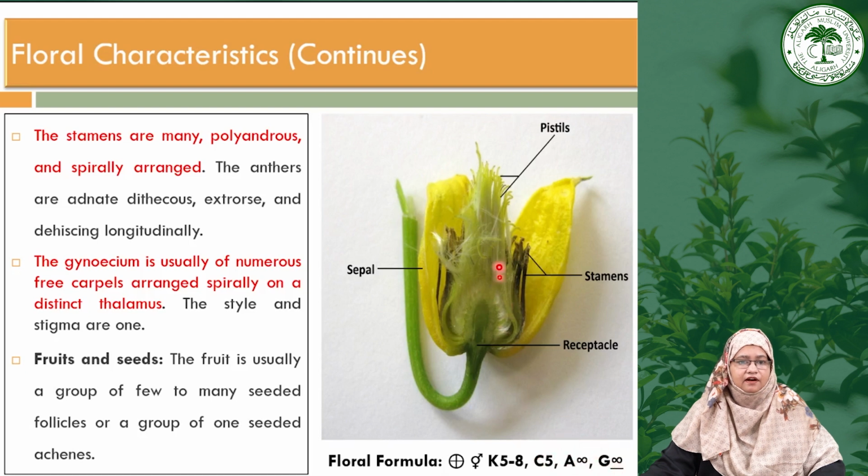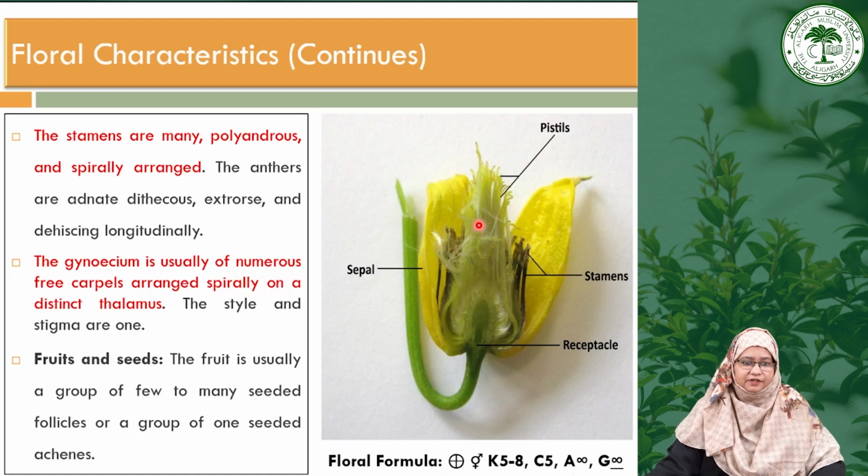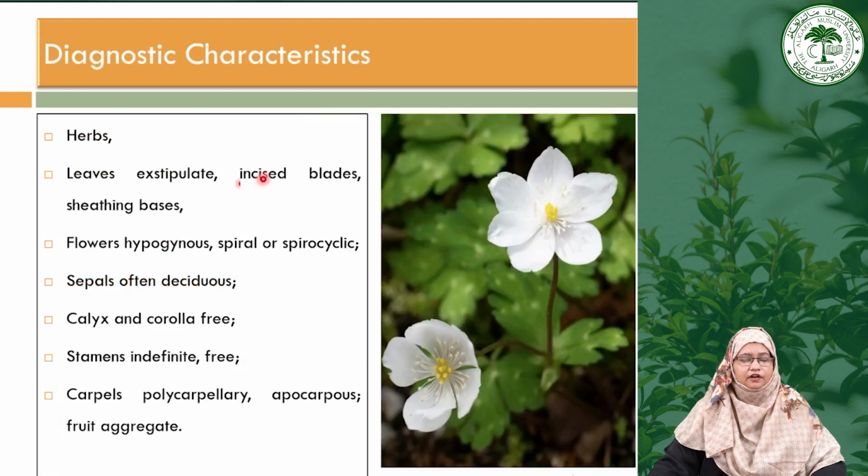We can see here all the carpels present on this elongated receptacle, giving it a superior position and making the flower hypogynous. We can see all the floral parts from this particular figure. This is a receptacle, this is an elongated axis, then there is the presence of petals, then this is the male reproductive part, which is stamens, and the female reproductive part, that is pistils or gynoecium.